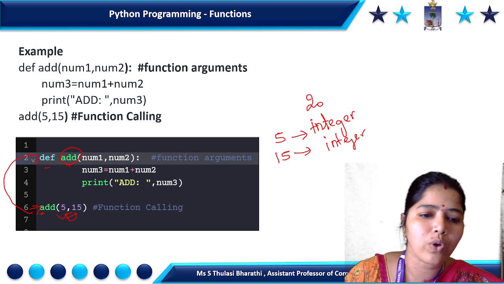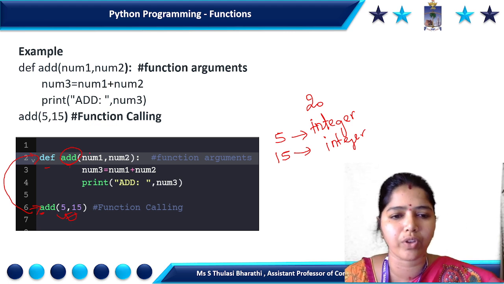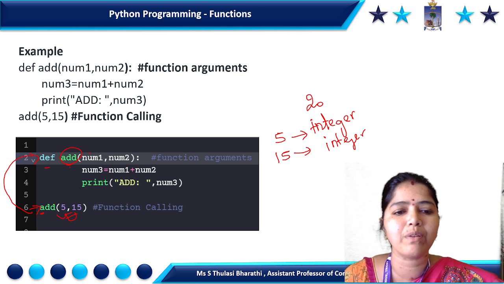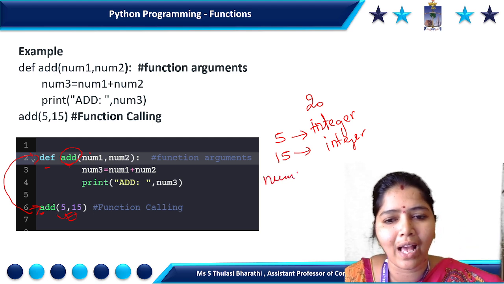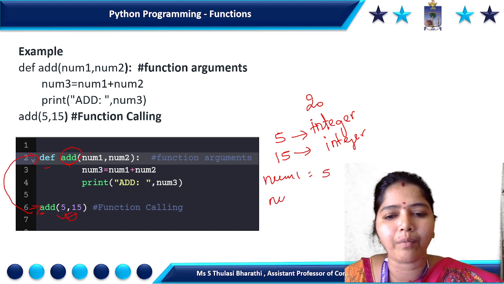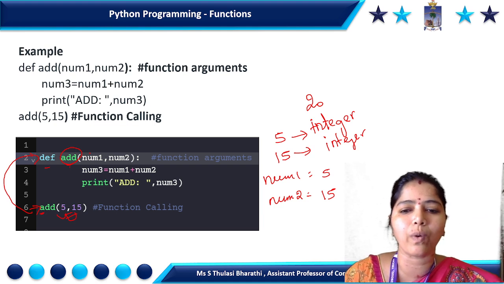Okay, very good. So it goes there, and here we have created 2 parameters or 2 variables or 2 arguments. So num1, this 5 will be stored in the place of num1. So num1 will have the value 5 and num2 will have the value 15. So these 2 values will be passed over there, and then num3 is equal to what will happen?